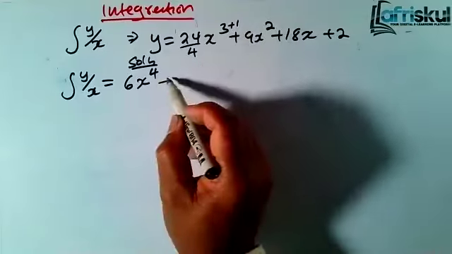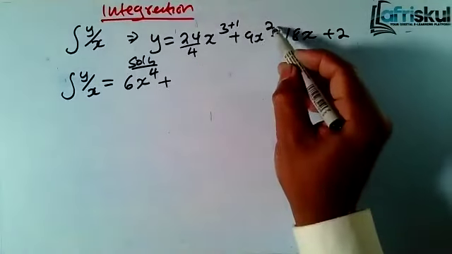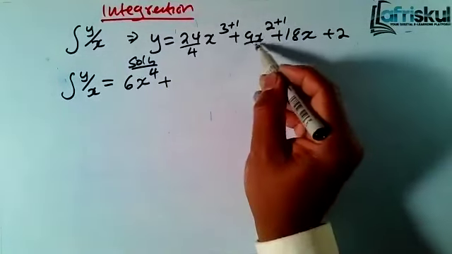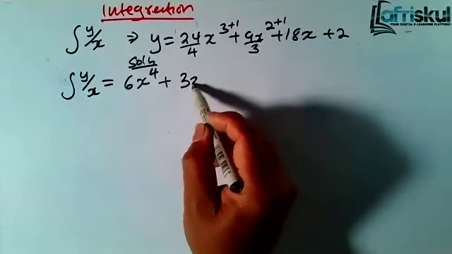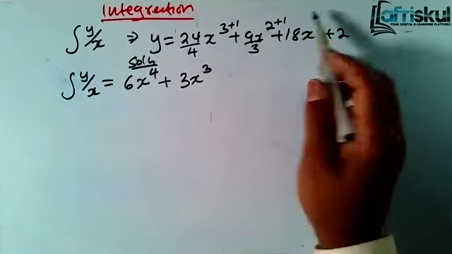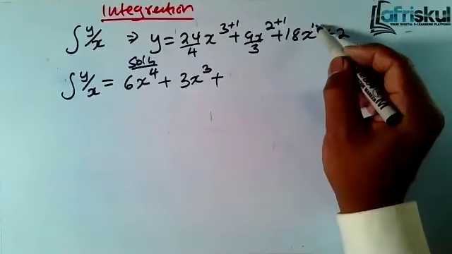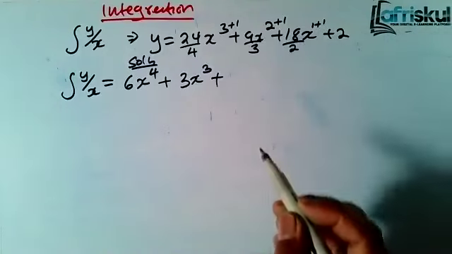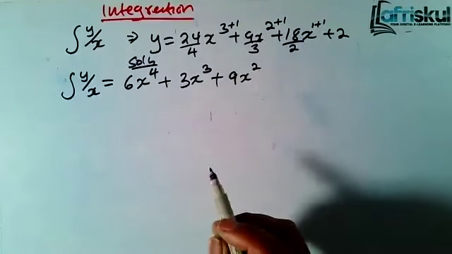Plus, now this is raised to power 2. You add 1, so it is 2 plus 1, which is 3. Then you divide by 3. So it's 9 divided by 3, you get 3x cubed because it's 2 plus 1. Plus, this is the same as x raised to power 1. So you add 1. So 1 plus 1, you get 2. Then you divide by 2. So it will be 9x squared.